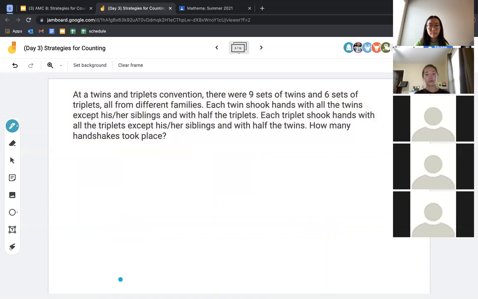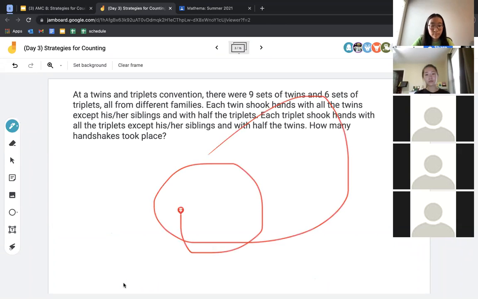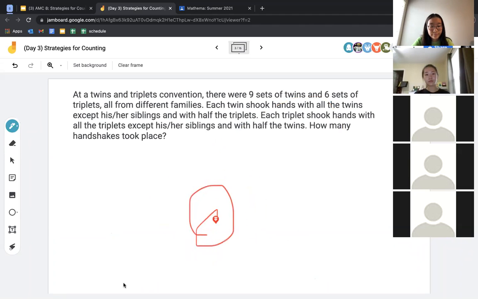Oh, that's a long question. At a twins and triplets convention, there were 9 sets of twins and 6 sets of triplets, all from different families. Each twin shook hands with all the twins except his or her siblings, and with half the triplets. Each triplet shook hands with all the triplets except his or her siblings, and with half the twins. How many handshakes took place?